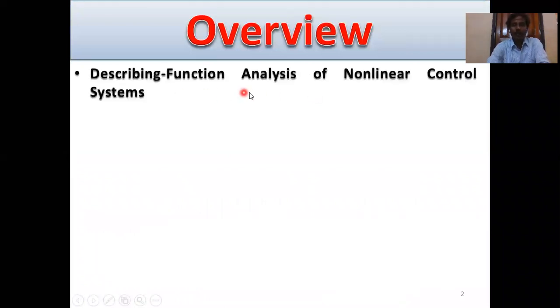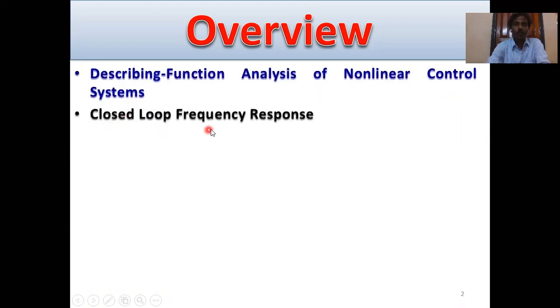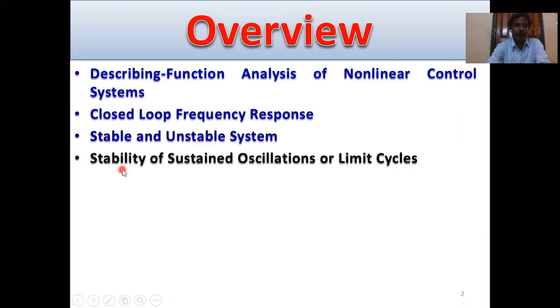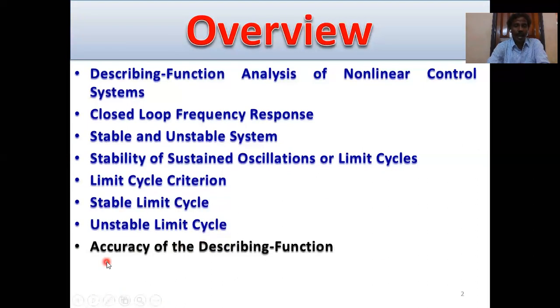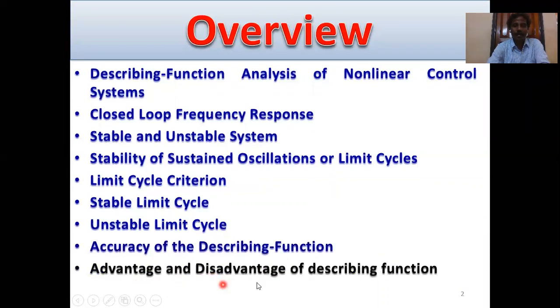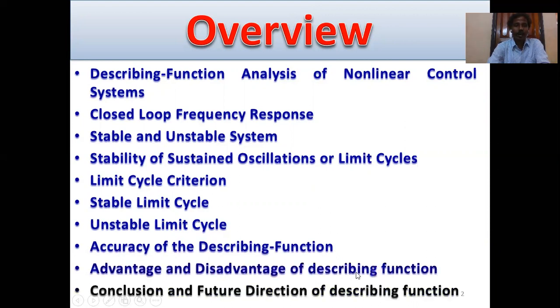Overview: describing function analysis of nonlinear control systems, closed loop frequency response, stable and unstable systems, stability of sustained oscillations or limit cycles. Limit cycle criterion, stable limit cycle, unstable limit cycle, accuracy of the describing function, advantage and disadvantage of describing function, conclusion and future direction of describing function.